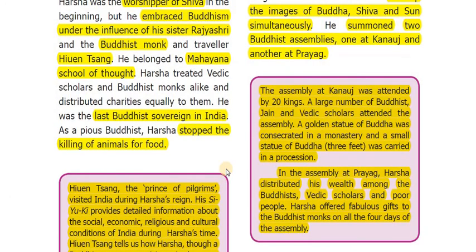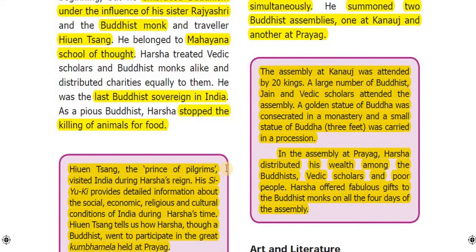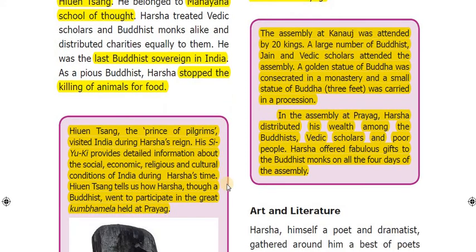The assembly at Kanauj was attended by 20 kings. A large number of Buddhist, Jain, and Vedic scholars attended the assembly. A golden statue of Buddha was consecrated in a monastery, and a small statue of Buddha, 3 feet long, was carried in a procession. In the assembly at Prayag, Harsha distributed his wealth among the Buddhist and Vedic scholars and the poor people. Harsha offered a fabulous gift to the Buddhist monks on all 4 days of the assembly.